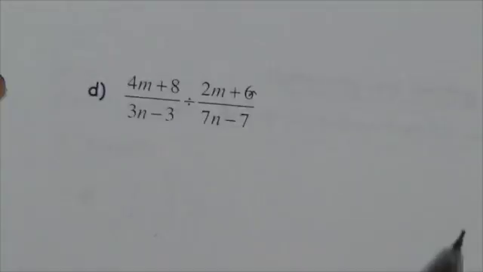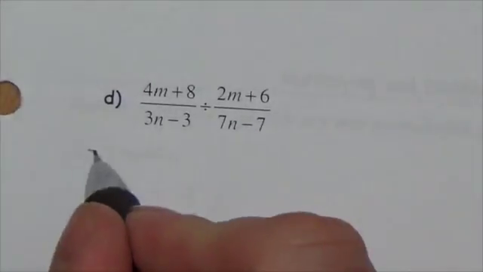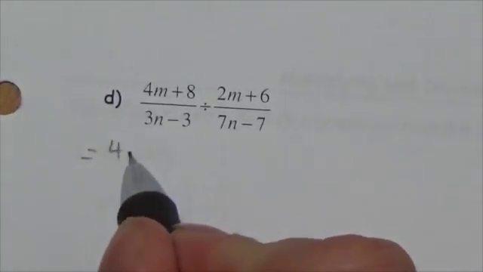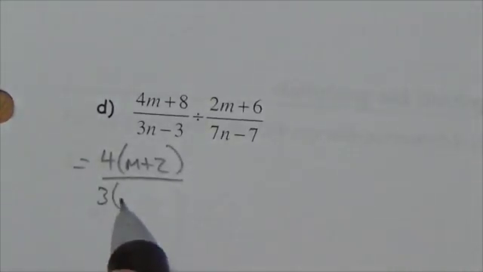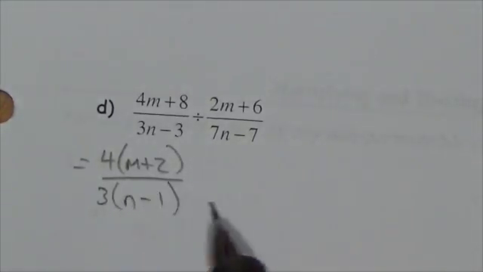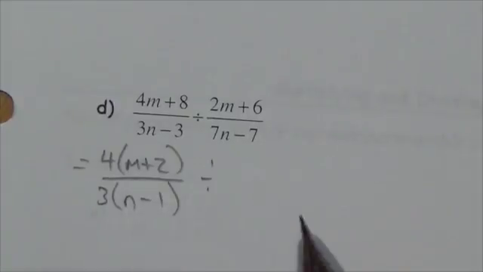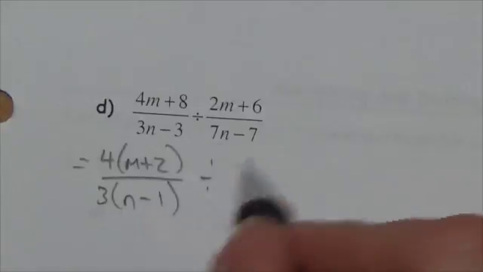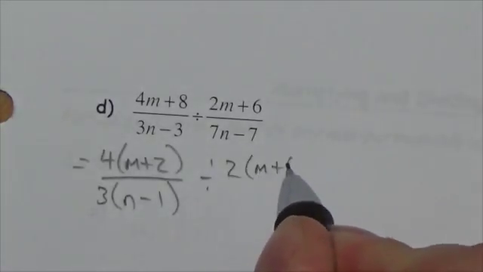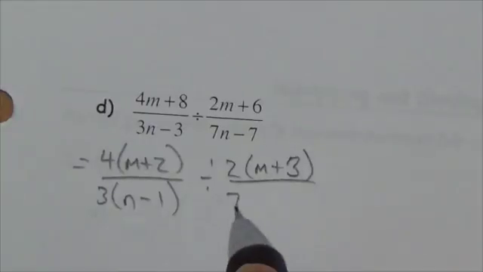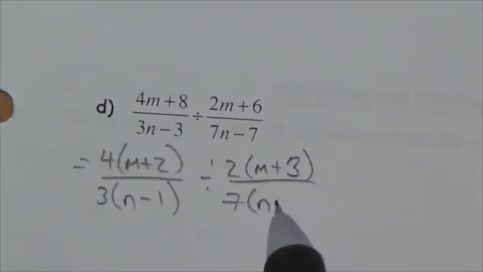However, this one is division. So what we're going to do here, first of all, we're going to factor just like we did. I'm going to take out the common 4 here, so 4 times m plus 2. And then here in the denominator, 3 times n minus 1. Now, I'm going to keep the division here for right now, okay? Because I'm going to take a look at what I've got here. I factor that out here. I've got 2 times m plus 3. Take out the common 7 to get 7 times n minus 1.